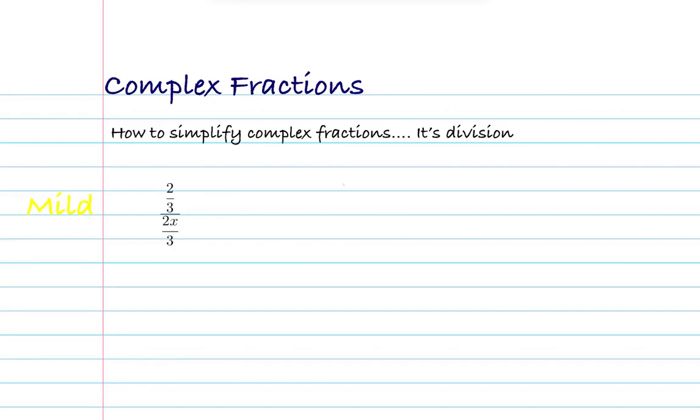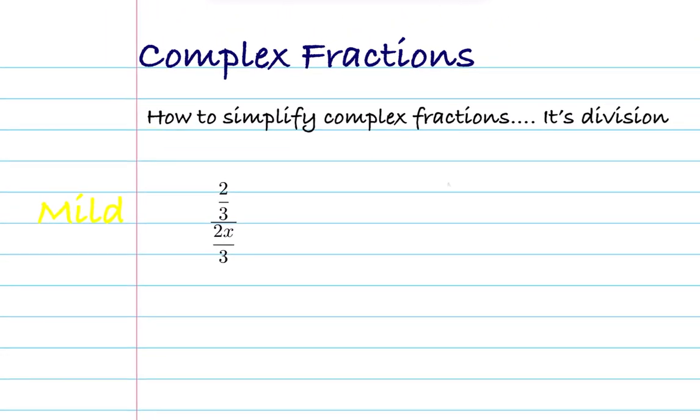We are going to take a look at complex fractions today. Okay, so complex fractions look scary. They're really not. All you're doing is dividing. If you don't remember how to divide fractions, I'm going to run through it fast here, but I have another video on multiplying and dividing fractions. You should go check that one out.